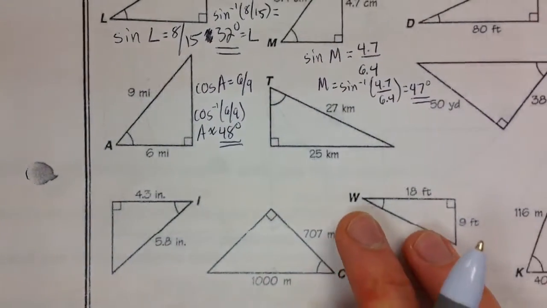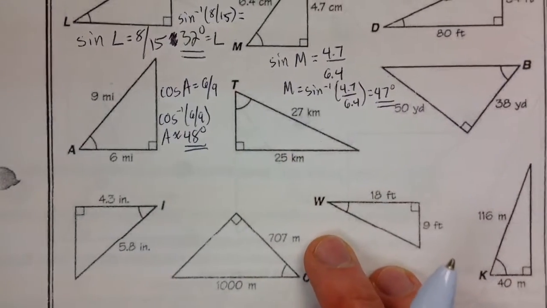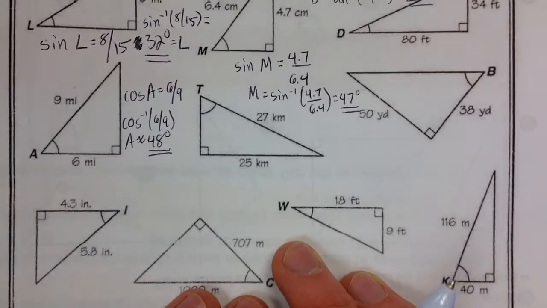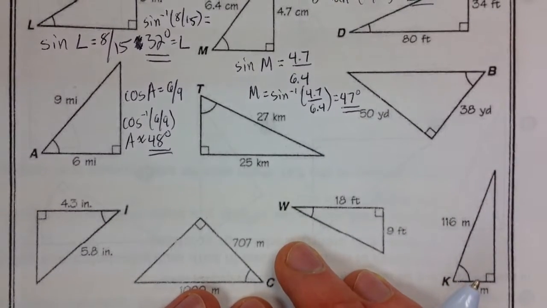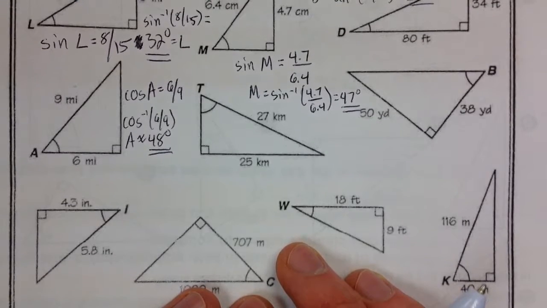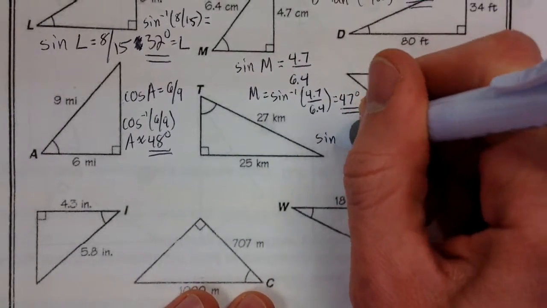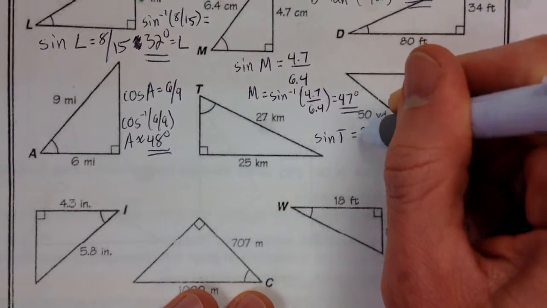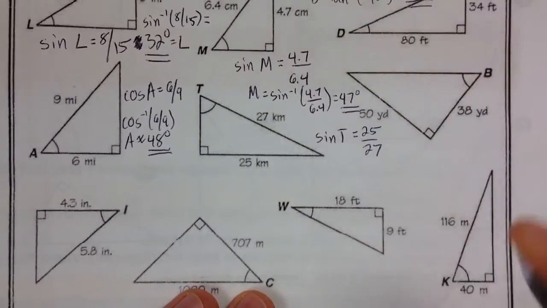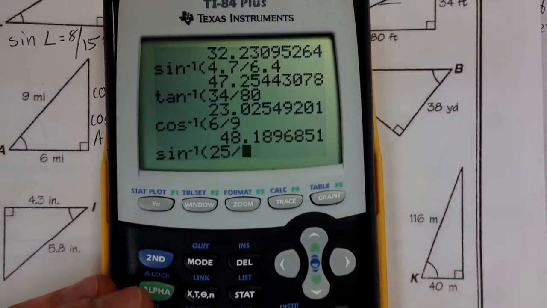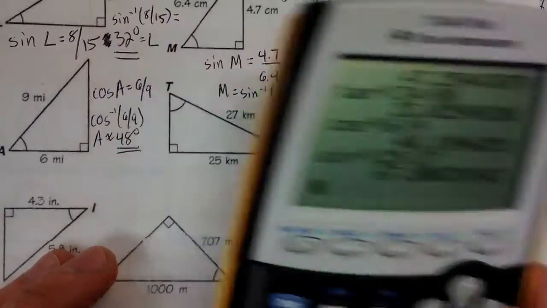And Jackie, help me solve the next one, please. You do sine of t, because 27 is the hypotenuse, and that's the opposite. Good. So you do 25 over 27, but inverse of sine. Good. Inverse sine of 25 over 27. 68 degrees.